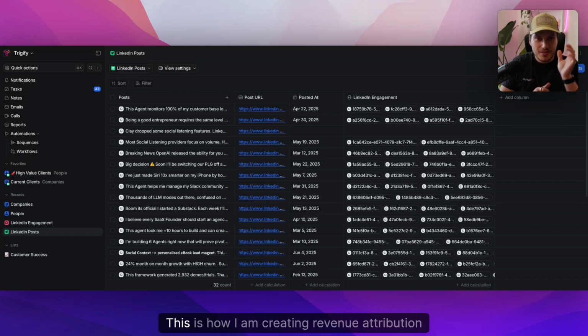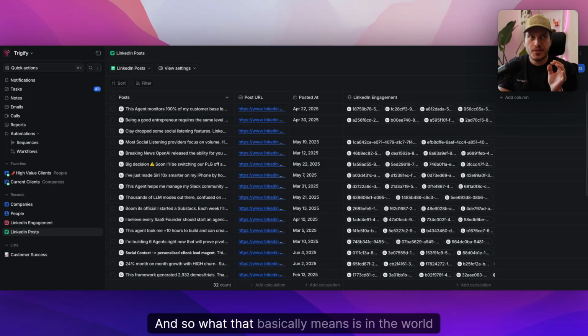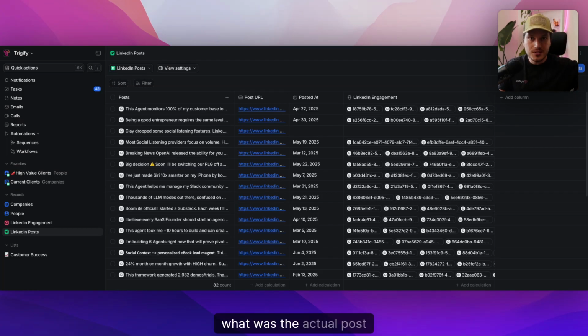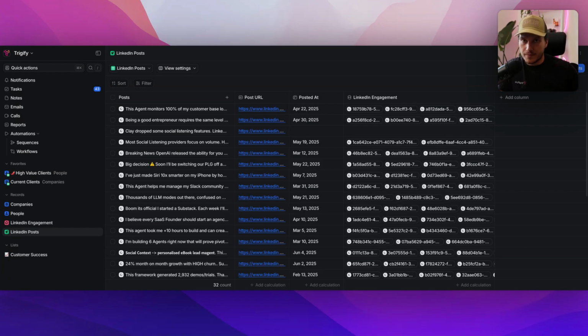Here we go, guys. This is how I am creating revenue attribution granularized down to a specific post. Okay. And so, what that basically means is in the world of marketing, we've always struggled to understand what was the actual post that converted someone to come to the website.